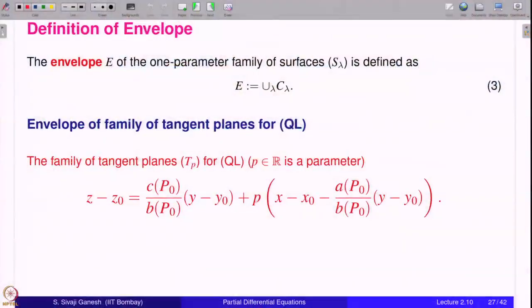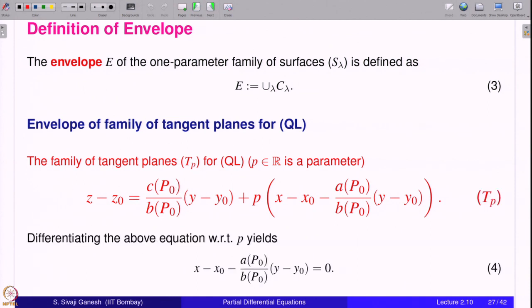Now, let us go back and see what is the question. We had a family of tangent planes, right? Possible tangent planes, and what is its envelope? Let us see that. So, this is the family. Remember, it depends on p. So, instead of lambda, we have a p here. So, we need to differentiate this with respect to p. That means that this will be 0 equal to this quantity, because p appears only here, small p. So, this is 0 as well as this equation is satisfied. What does that mean? This is not there, it is only this.